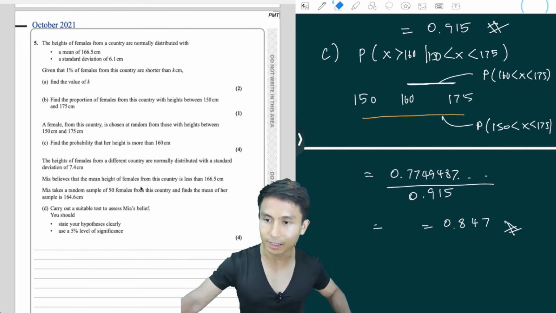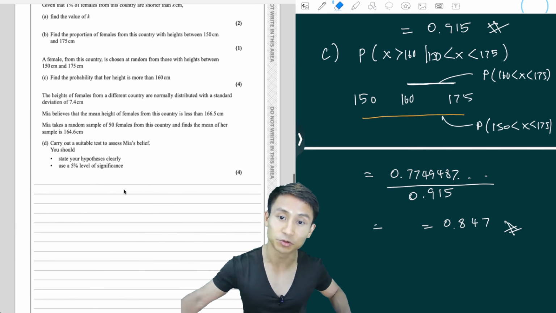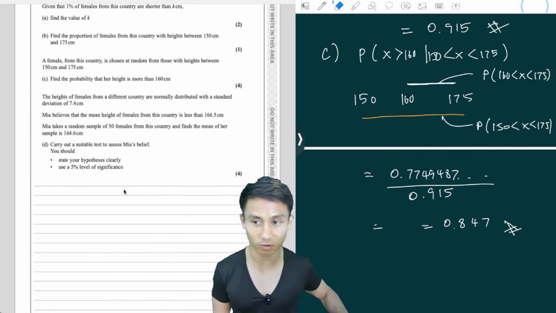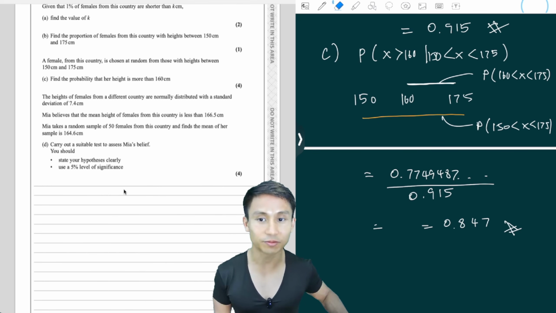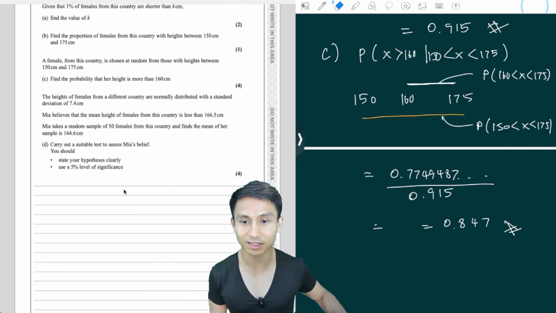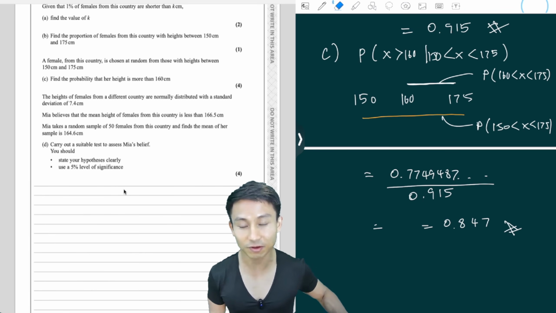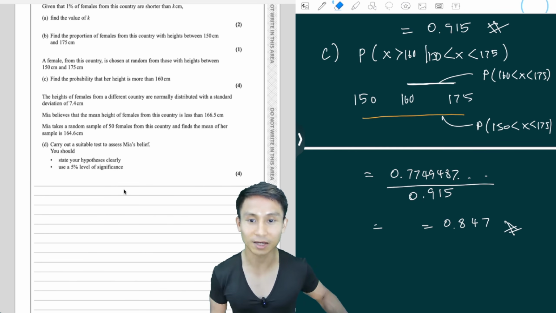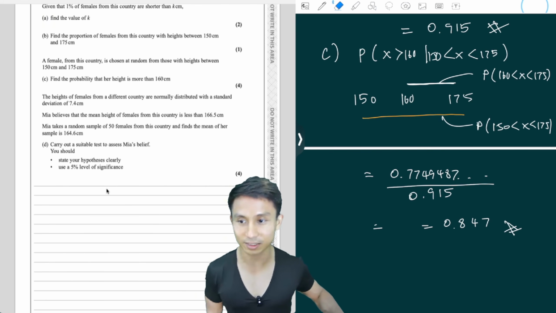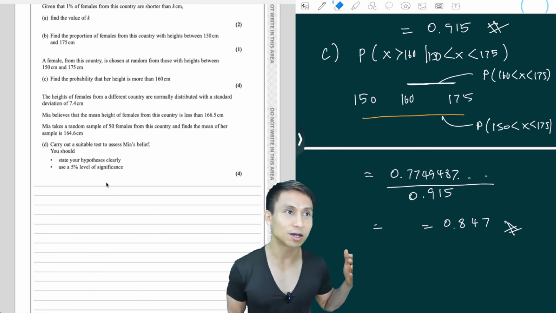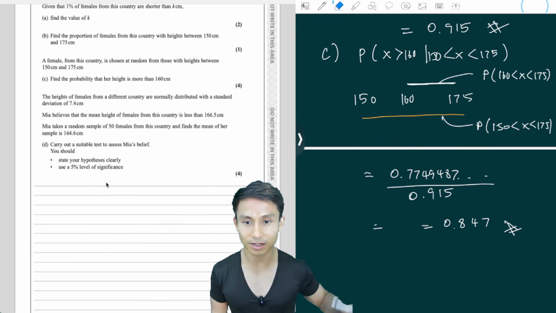Okay, part D. The height of females from different countries are normally distributed with the standard deviation of 7.4. Mia believes that the mean height of females from this country is less than 166.5. Mia takes a random sample of 50 females from this country and finds the mean of her sample to be 164.6. Alright, so this is about the distribution of the mean of a sample, right?